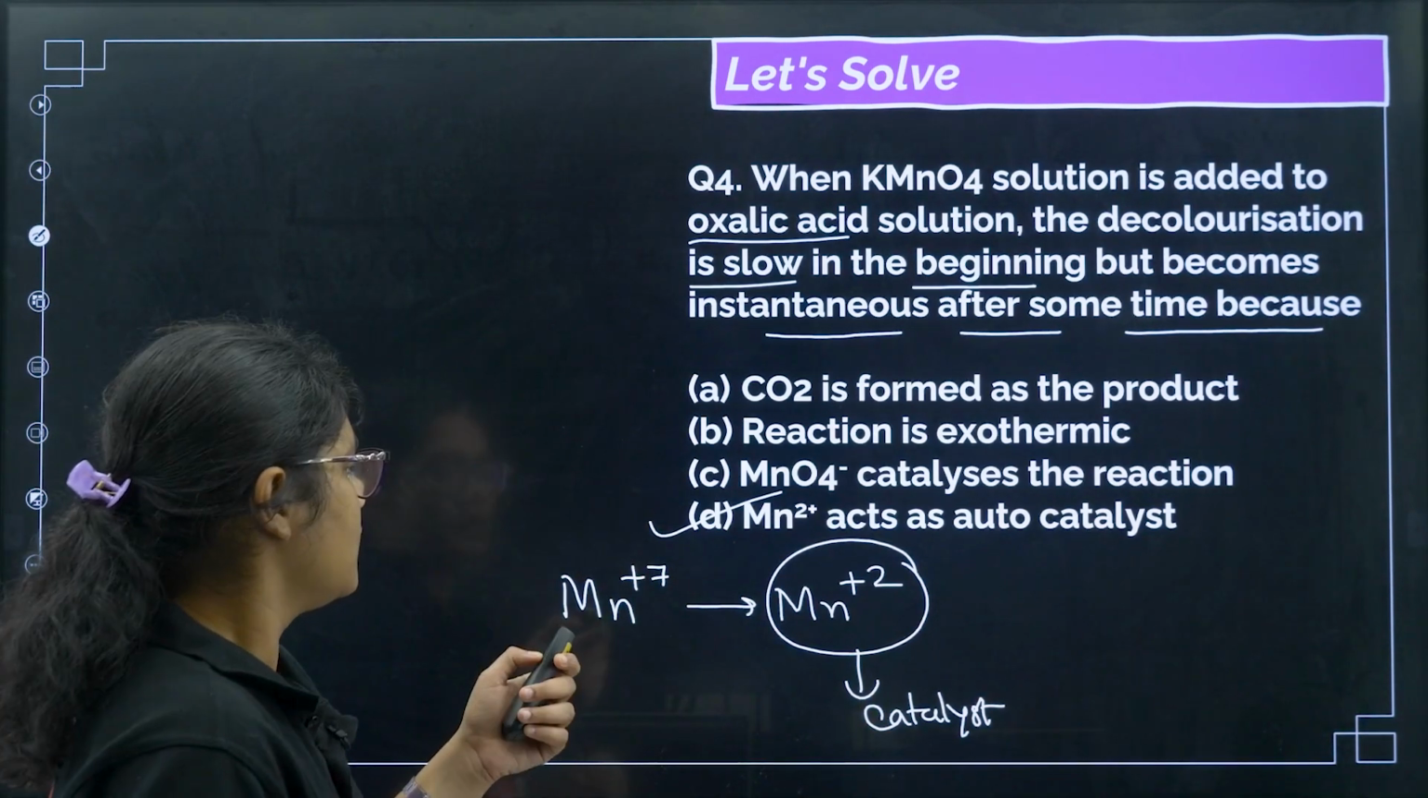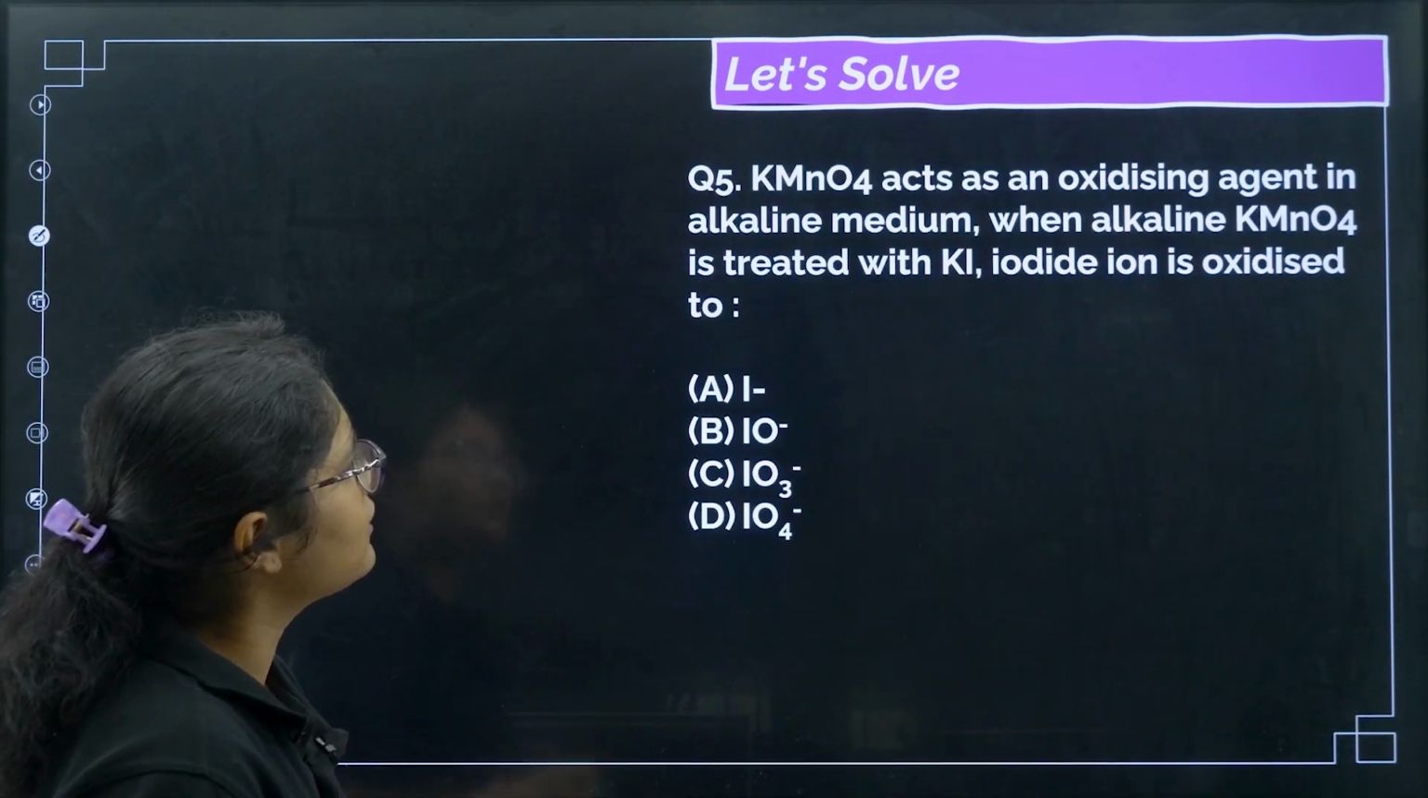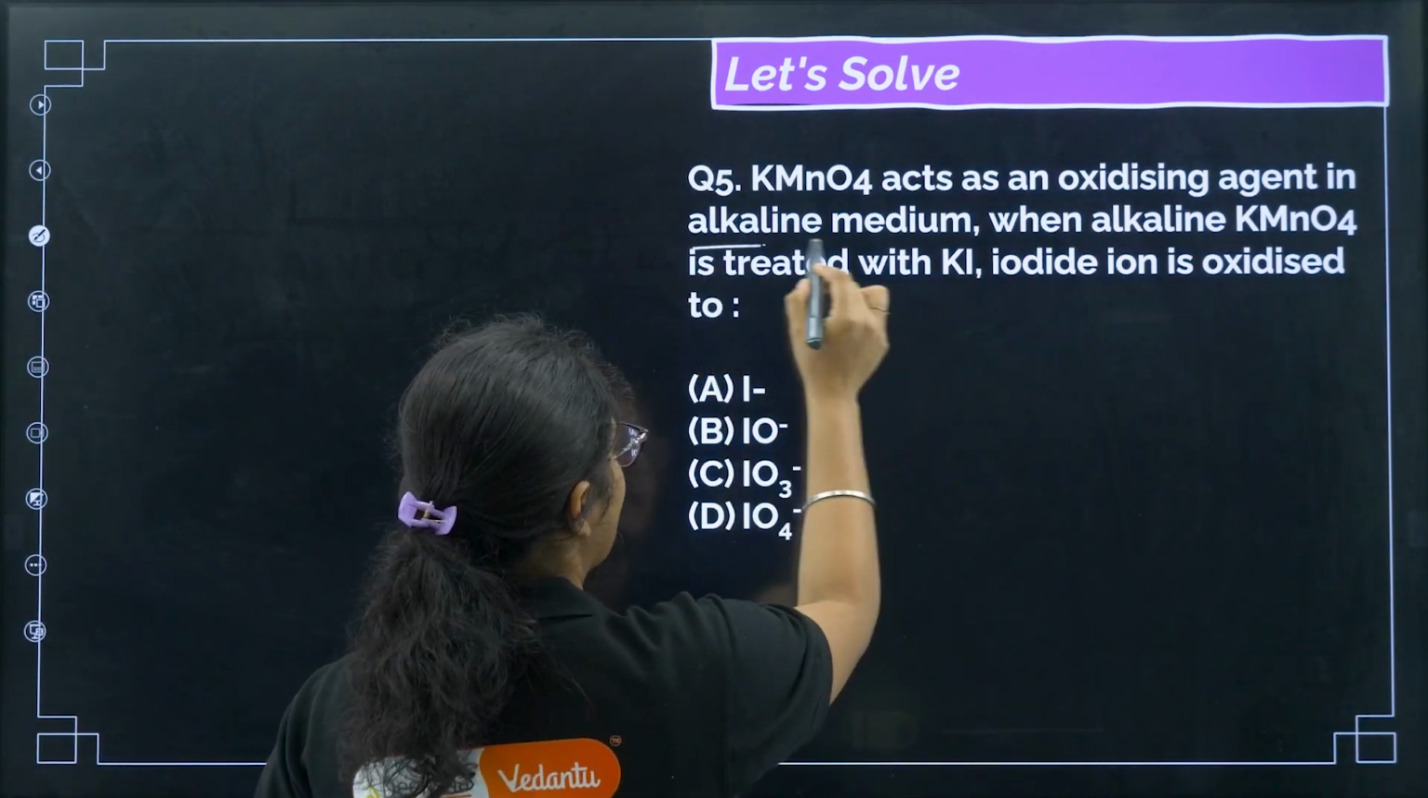Okay, next. KMnO4 acts as an oxidizing agent in alkaline medium.